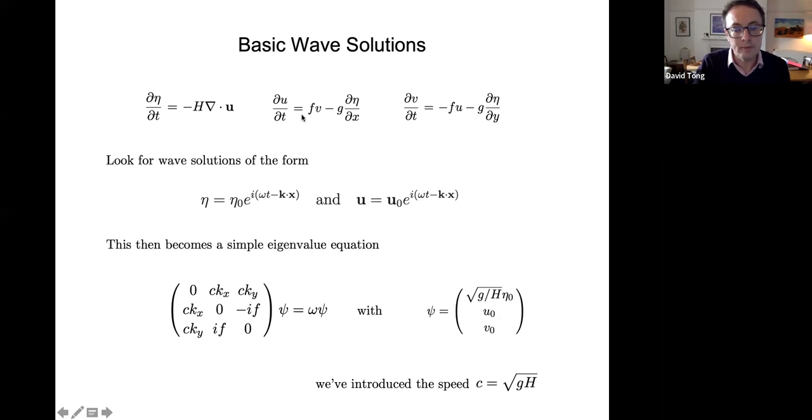Do some rearranging, and you'll find that you end up with a rather simple eigenvalue equation of the kind that starts to look familiar from things that we all do more often. So I've introduced a vector that I've suggestively called psi, rather like a wave function or perhaps a Dirac field. It's a three-component vector consisting of the height, suitably rescaled, and the velocities. And then you get the momentum appearing on the left-hand side. The whole thing looks rather like a Dirac equation at this point.